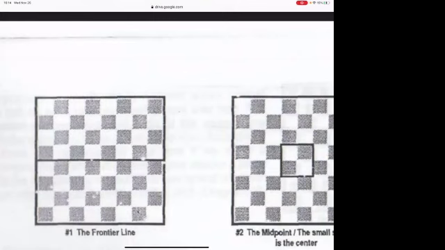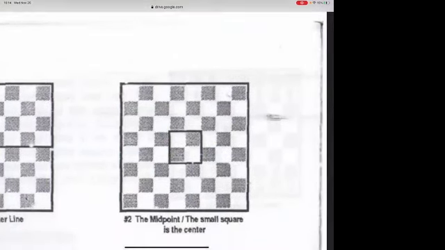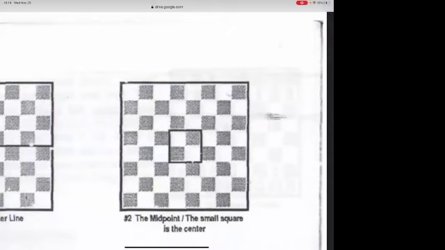That's obvious. Okay, so number two, the midpoint, or the small square, is the center. So that's the center, folks. All right, Harut, now you know about the center, my brother. That's where you want to control. Control the center, you control the game, my brother.